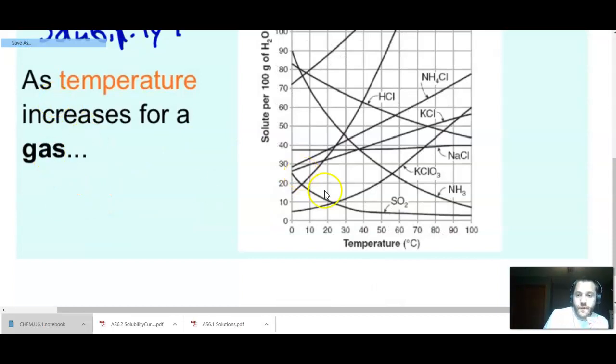As temperature increases for a gas, however, that's actually going to change. If you look at something like SO2, a covalent gas, we can see that the amount that can be dissolved decreases as temperature increases. So this is going to be the opposite. As temperature increases for a gas, solubility decreases.